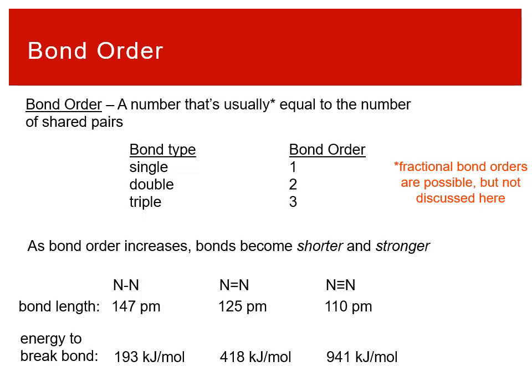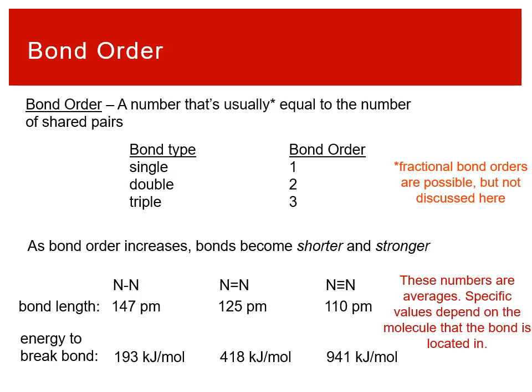If we look at bond energy, how much energy do I have to put in to break it? We can see that goes up quite a bit: 193 for the single, 418 for the double, and 941 for the triple. This is an endothermic process to break bonds, so it's always an amount of energy we put in. These are always going to be positive. We can see it's going up. It's much harder to break a triple bond than a double bond, and then conversely a single bond.